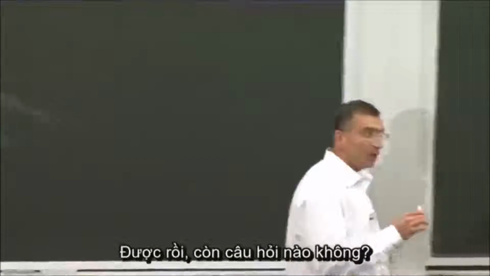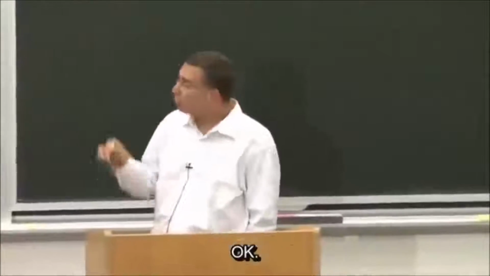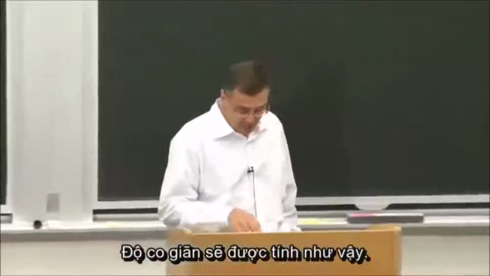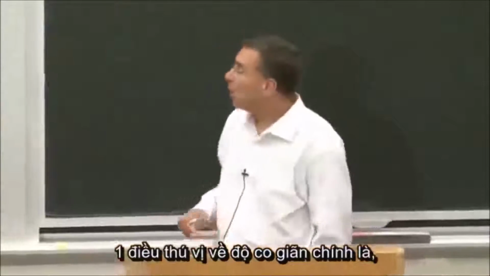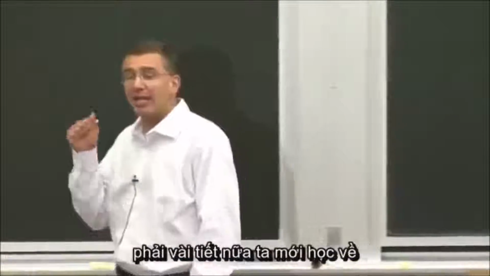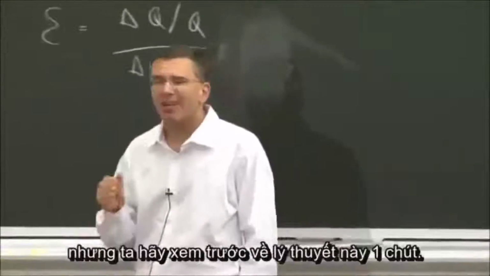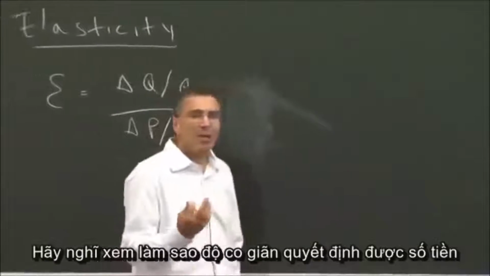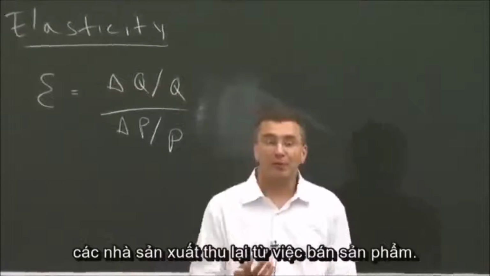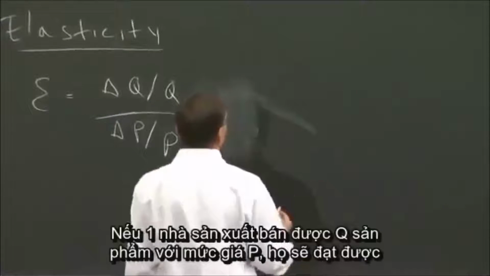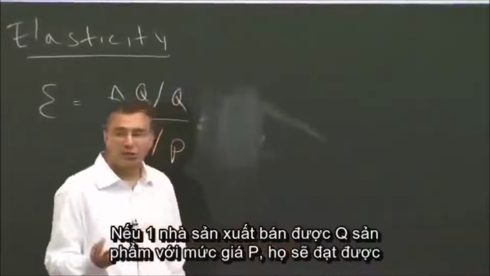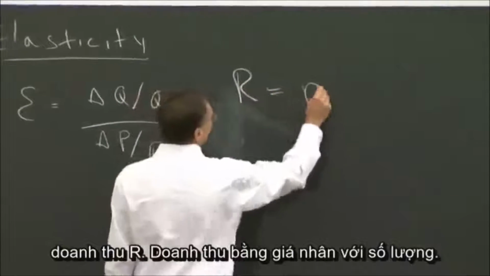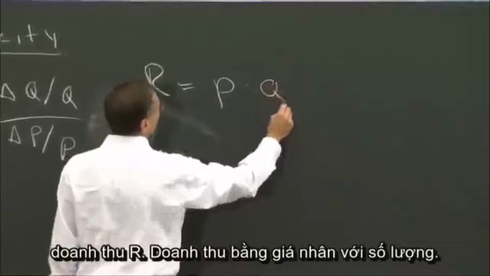OK, so basically, other questions about this? OK, so basically, that's the elasticity. Now, an interesting point about elasticities. We're not going to get into producer theory for a couple of lectures. But as a little peek ahead, let's think about how elasticity determines the money that producers make from selling their goods. If a producer sells Q goods at a price P, they make revenues R. Revenues are the price times the quantity.